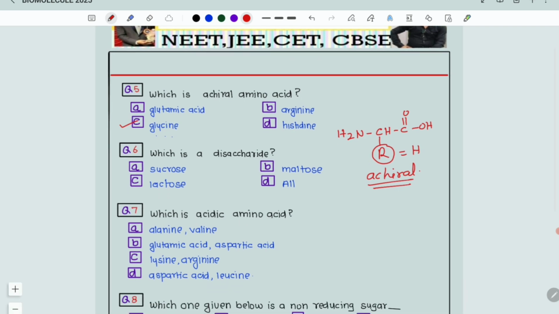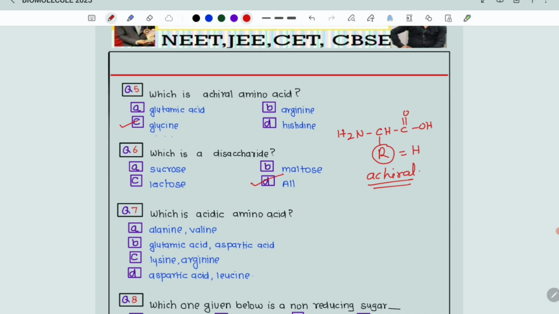Next question is, which is a disaccharide among these? A disaccharide is a saccharide in which two monomer units are joined together. In sucrose there are two units. Maltose is also composed of two units. Lactose is also composed of two units. So it means all options are correct. Hence option D is the correct answer for this question.